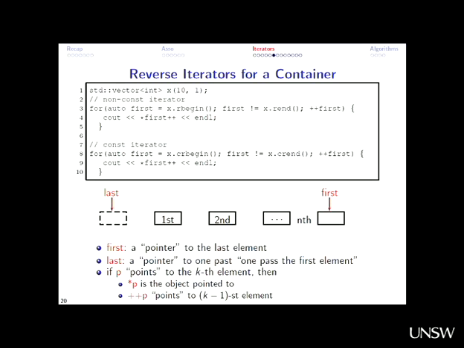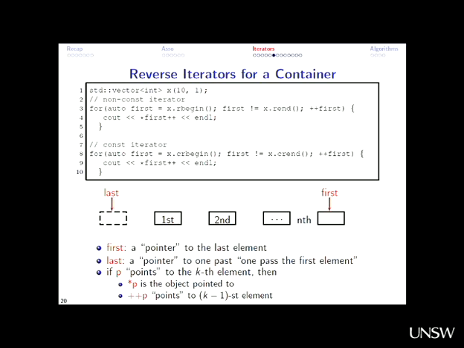So that's a standard forward iterator we've looked at. If you haven't seen iterators before, you've probably seen something very similar in different programming languages. Let's look at some different types of iterators now. So this is a reverse iterator. Should be quite easy to understand.